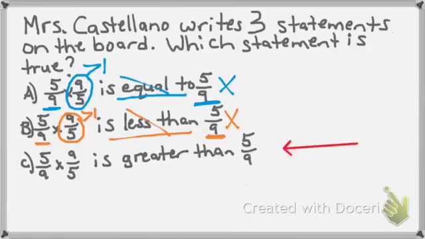So let's focus in on choice C. 5/9 times 9/5 is greater than 5/9. At this point you may know this answer, but sometimes the choices are very different, so let's look at it.